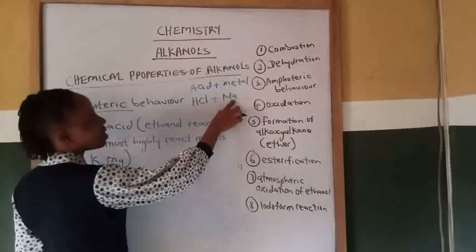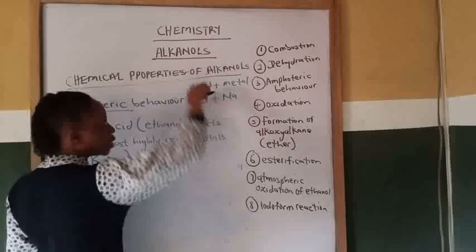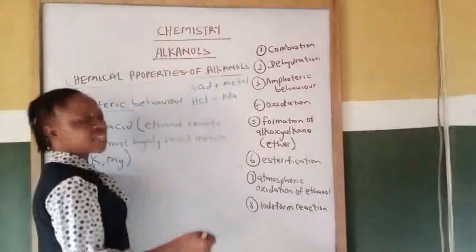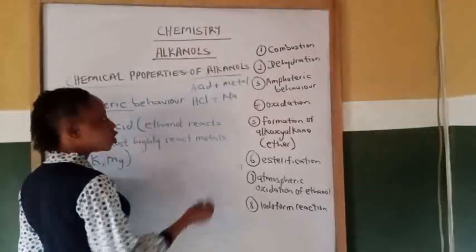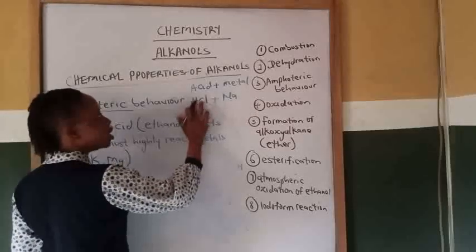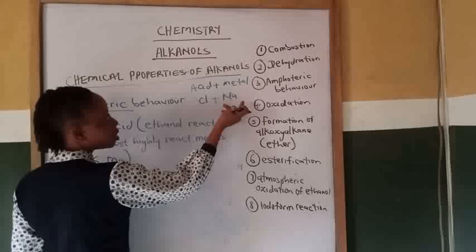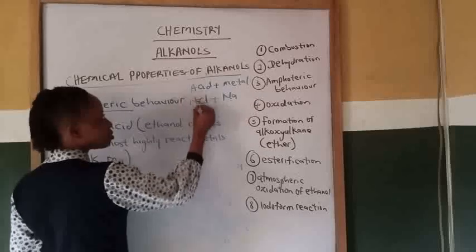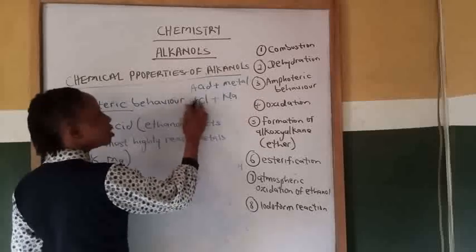So when this metal displaces hydrogen, the hydrogen will be liberated in the form of gas. Hydrogen will evolve in the form of gas. So hydrogen will be removed, then sodium will come in. So our product will now be what?